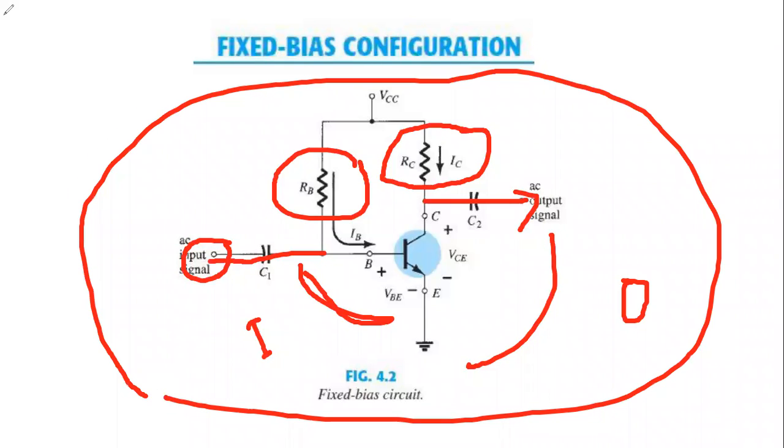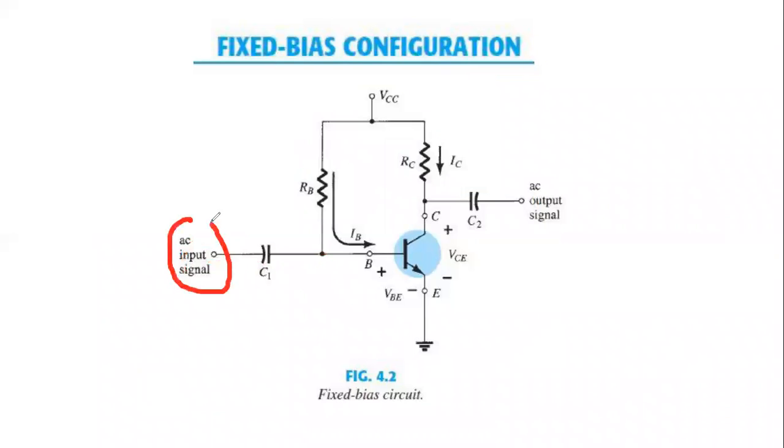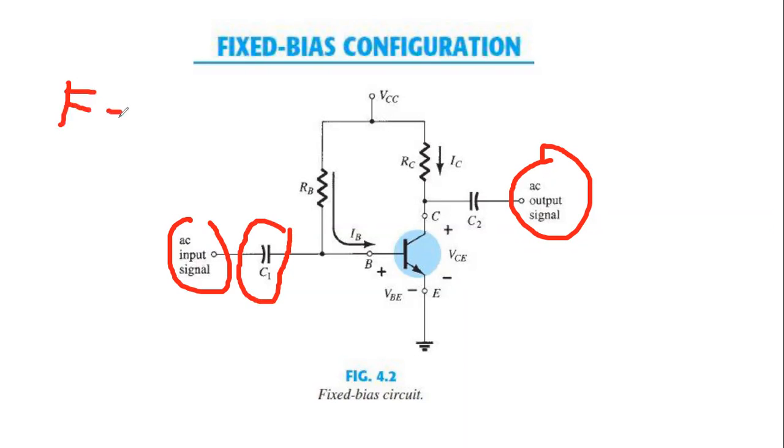You see this is the AC input signal, and this is the AC output signal. This is not required right now, because right now we are dealing with DC. So this is the biasing. In DC, when we apply DC, this capacitor will be open circuit. Why? Because we all know that for DC the frequency is 0, F equals 0.